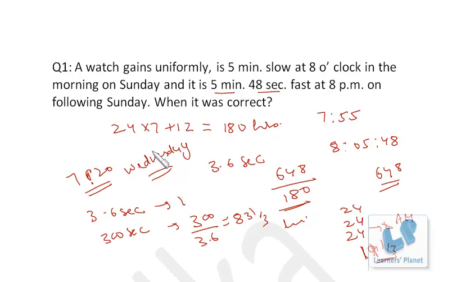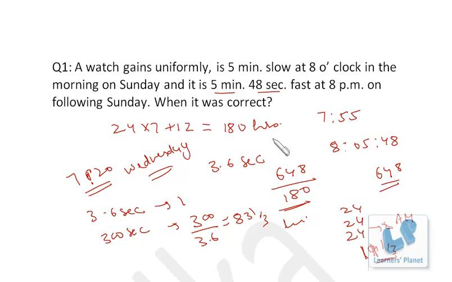Let me go for a quick recap. It started with 7:55 on the first Sunday, and the next Sunday instead of 8 it is showing 8:05:48, right? So precisely how many seconds is it gaining? If you deduct 7:55 from 8:05:48, you get 648 seconds, right?